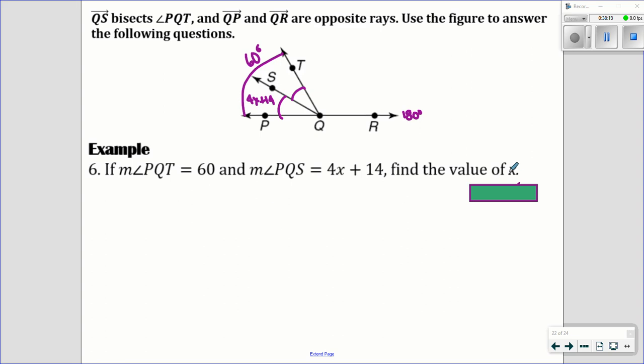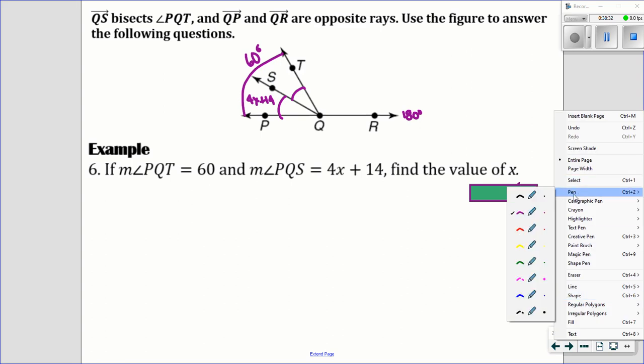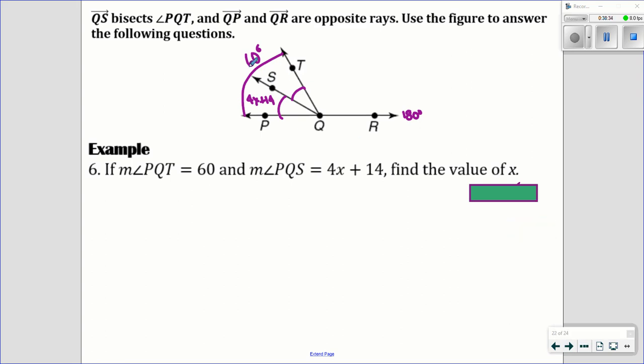Find the value of x. So we just find an x. All right, let's see what's going on here. This is bisecting this angle, so that means they already gave us the degree, which is 60. So if that is 60, then half of 60 is 30. So this is 30, and this is 30.